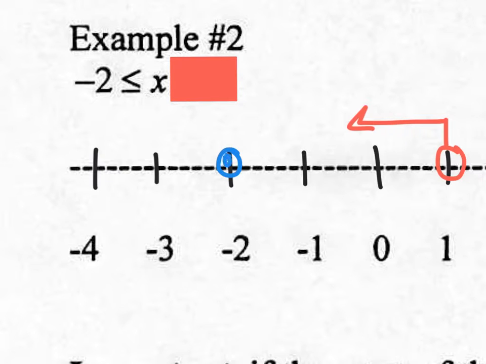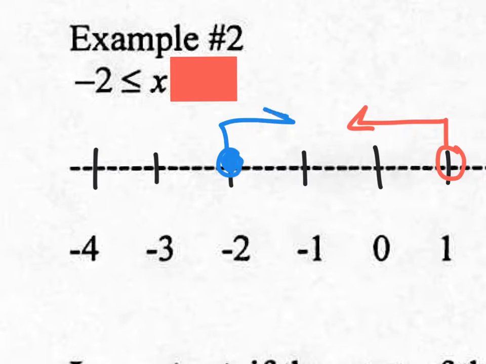Solid because of the solid line that we see right here underneath the inequality. So that is a solid dot at -2. And once again, is this saying x is greater than -2 or x is less than -2? X is greater than. It's opening up to the x, so x is greater than. Now, which way is greater than? To the left or to the right?